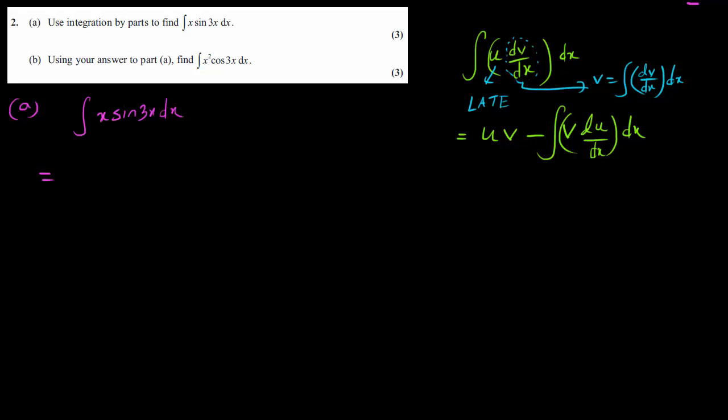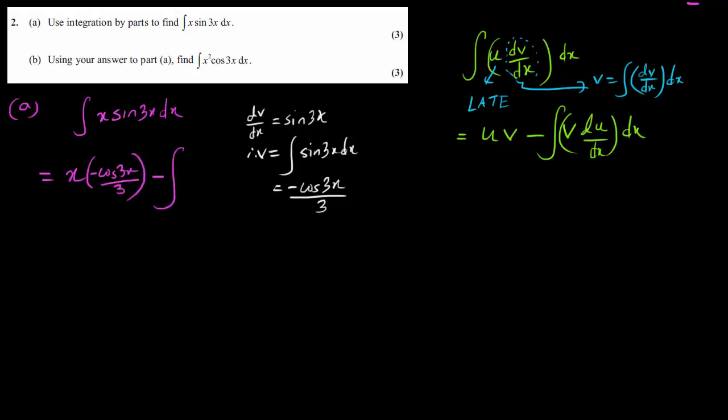So by the formula, since x is equal to u, it's going to be x. Then we need v. If dv by dx equals sine 3x, then v is going to be integration of sine 3x dx, which is minus cos 3x divided by, by the chain rule, d by dx of 3x, which is 3. So that is going to be the expression v. I'm not going to write plus c over here because we're going to write a plus c at the end of the sum.